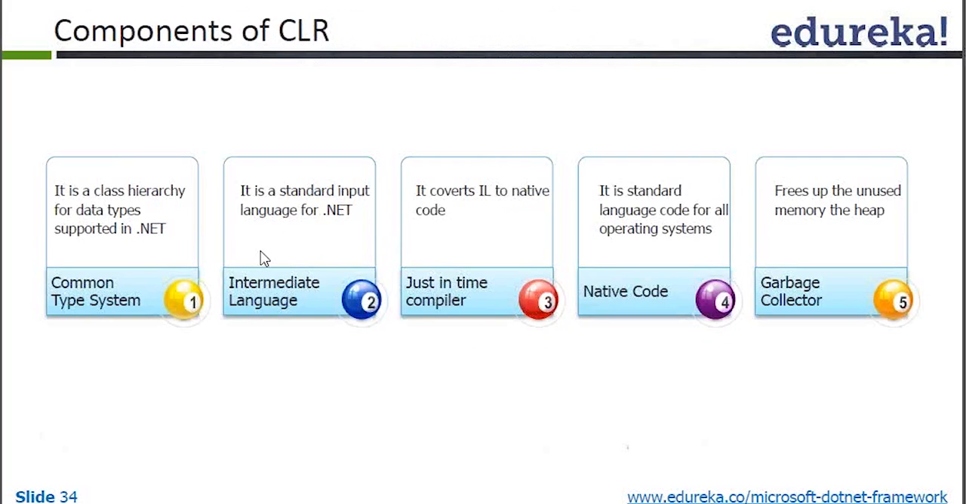So what are the components of CLR? Generally, we have many components. CTS is there. What will CTS do? CTS contains all the data types; it is one of the best components of the CLR. The next one is IL. Your programming language will be converted into IL. IL takes the support of JIT, and JIT will convert it into native code. Finally, you have one more component in CLR which takes the responsibility of freeing up memory and so on, with the help of the garbage collector feature.